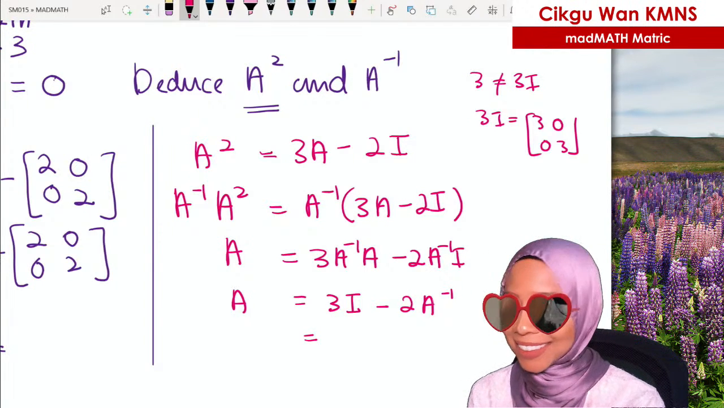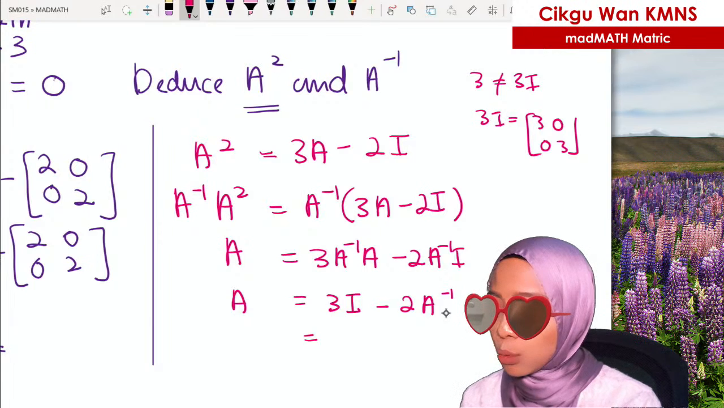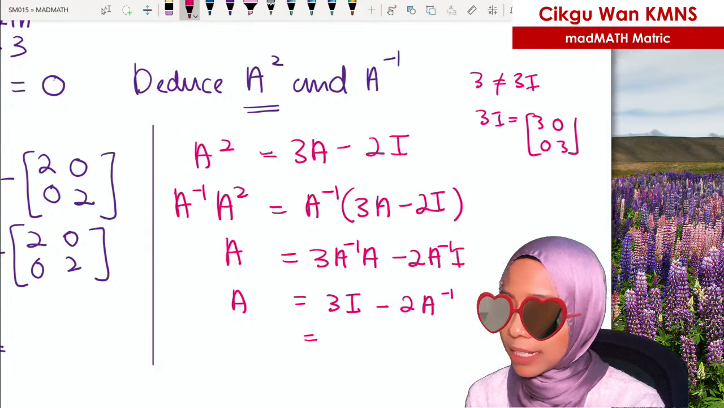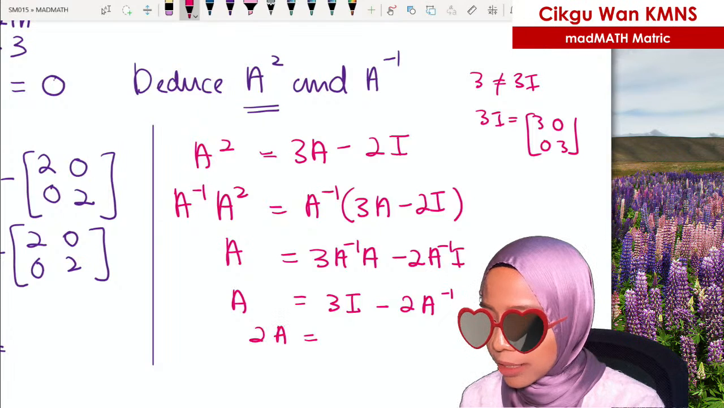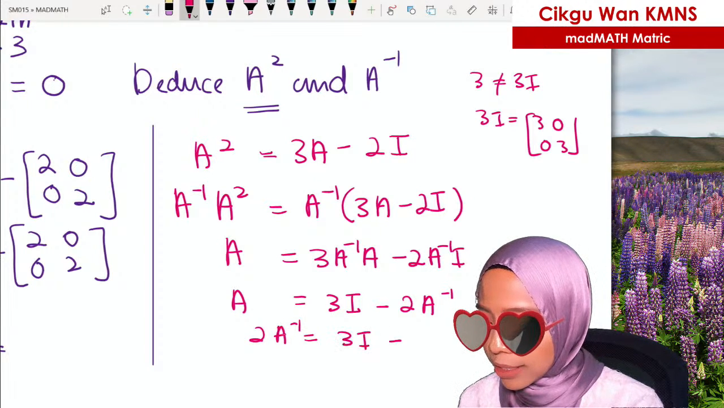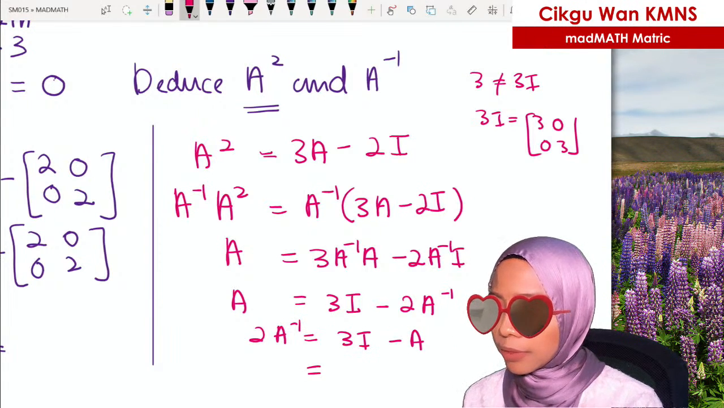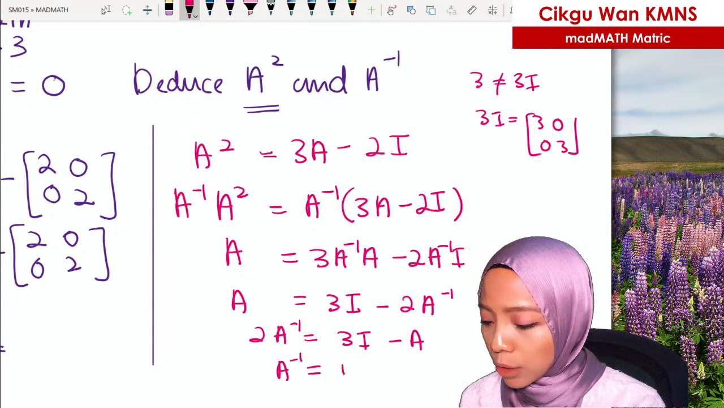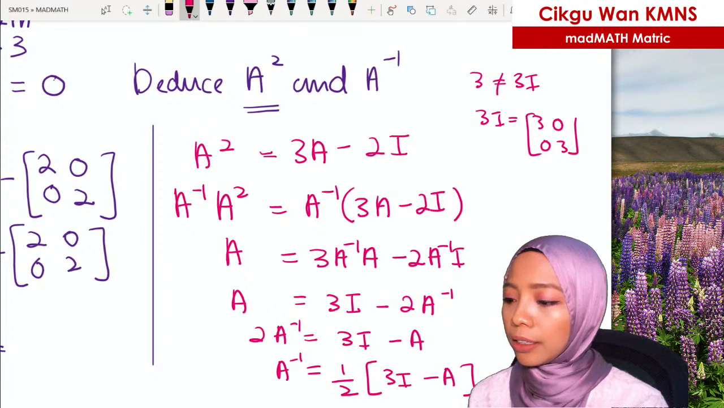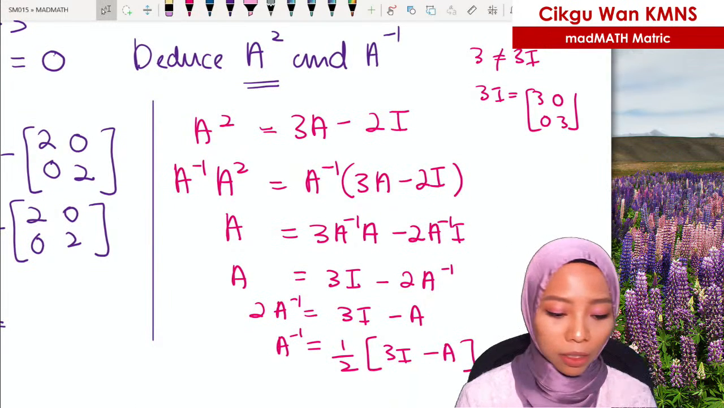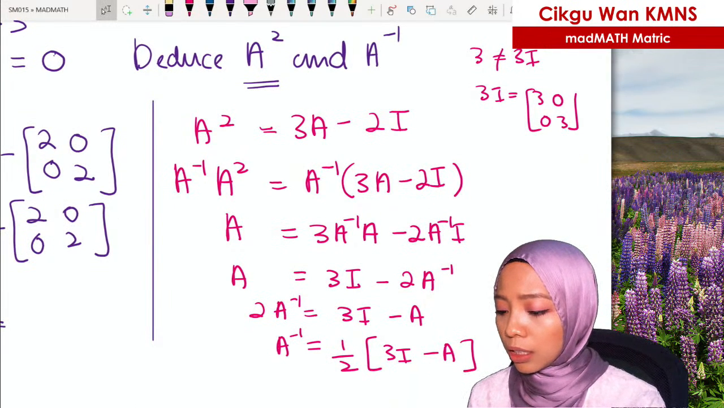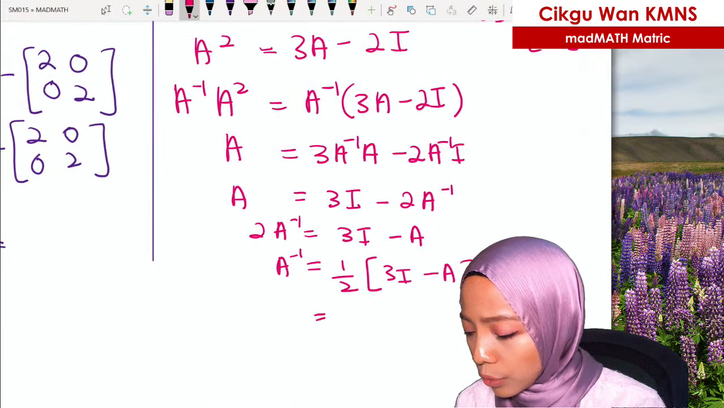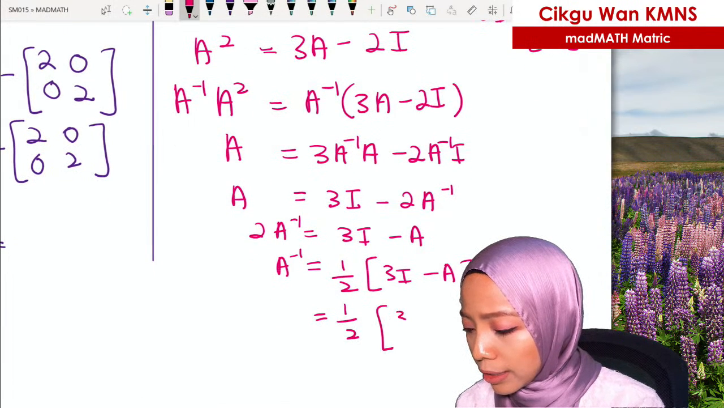Boleh? Okay. So sekarang we want 2A inverse. I bawa pergi sini jadi positif lah. 2A inverse, 3 identity minus A. A inverse, 1 over 2, 3 identity minus A. Ini dia. Kita boleh masukkan nilai kita. 1 over 2, 3 identity, 3, 3, 0, 0, minus with A.